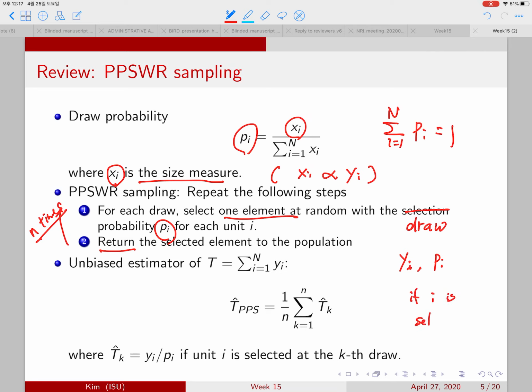Okay, so if unit i is selected at the k-th draw, then we use these two observations to construct the ratio yi divided by pi and call it t hat k. That is the estimator of the total based on the k-th draw observation. And then we take the average, the sample mean of them, as an unbiased estimator.